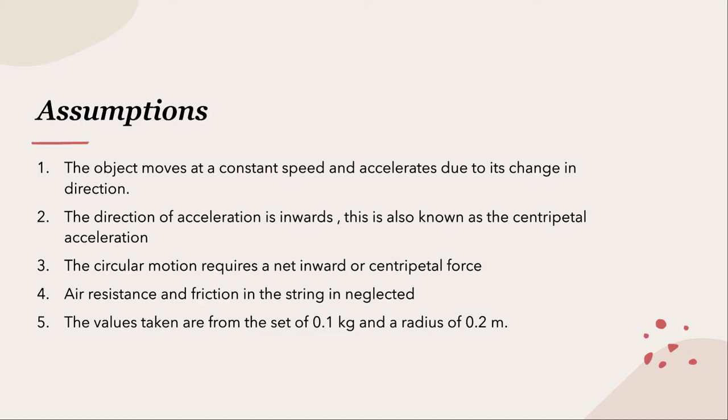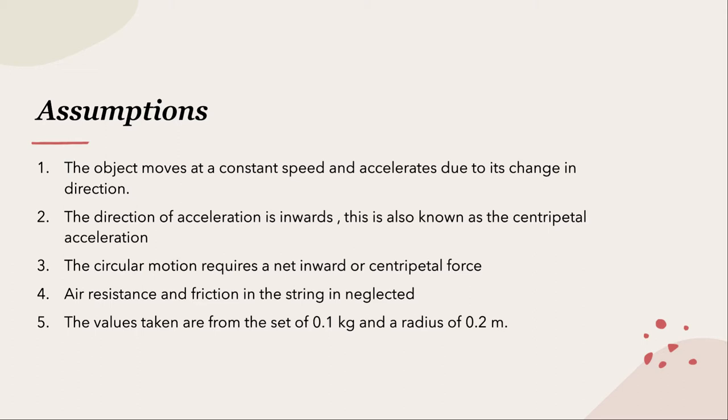Before analyzing the calculations, we've made a few assumptions. Firstly, the object moves at a constant speed and accelerates due to its change in direction. Secondly, the direction of acceleration is inward. This is also known as the centripetal acceleration. The circular motion requires a net inward or centripetal force. The air resistance and friction in the string are neglected, and the values taken are from the set of 0.1 kg and radius of 0.2 meters.